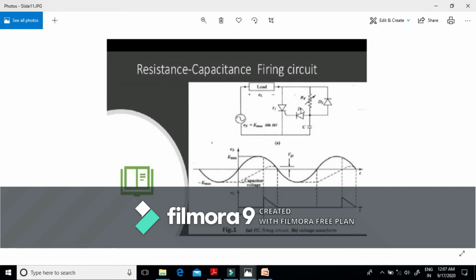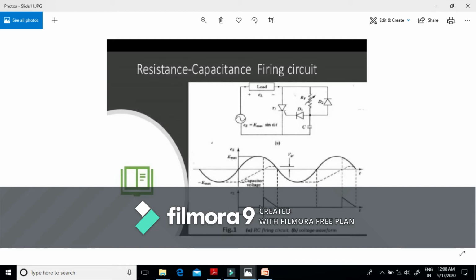This diode D1 prevents large negative supply voltage from appearing at the gate terminal of the SCR. Here the empirical equation is given by RC should be greater than or equal to 0.65 T, which is equal to 4 upon omega, where the angular frequency omega is equal to 2 pi upon T. Since Vc becomes equal to Vgt, this represents our triggering angle alpha.